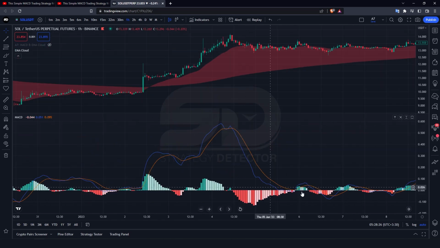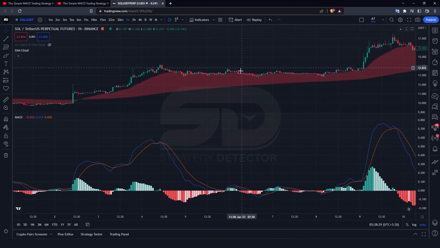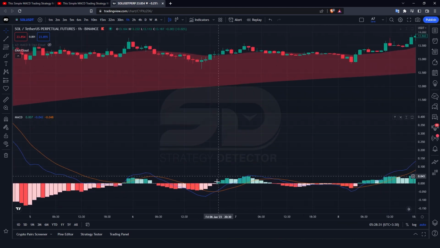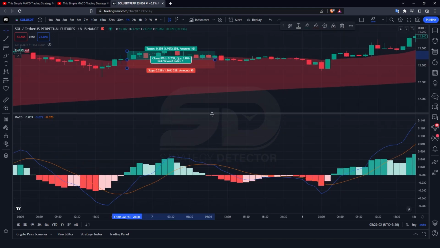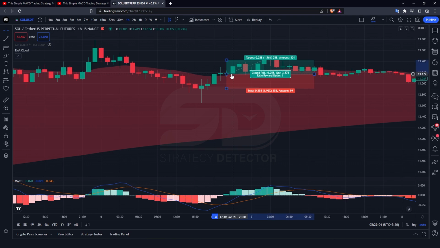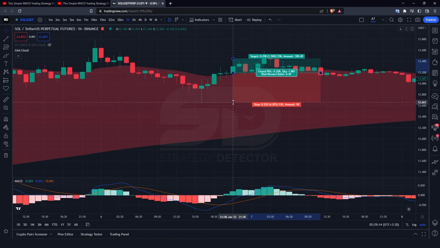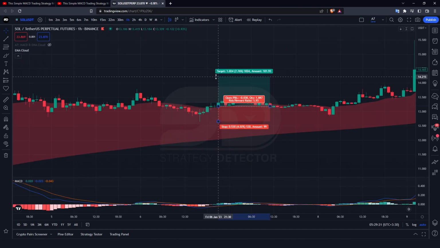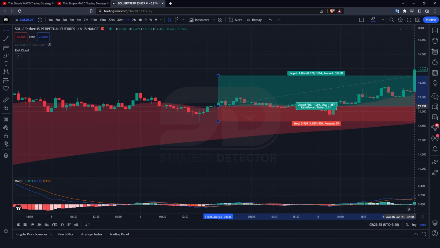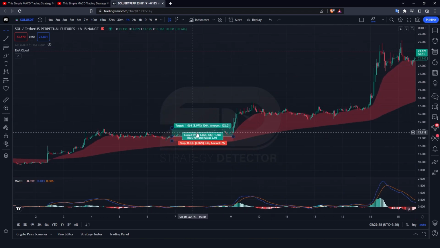Okay, now here in the chart we have a crossover here, and that is also below the 0 line, and we see the candle closed above the EMA cloud, so we have a long position here. Well, we enter a long position at the open of the next candle, on this candle. We place our stop loss on the last recent swing low, and we have a 1 to 2 risk to reward ratio. Okay, these are the conditions to take a long position.